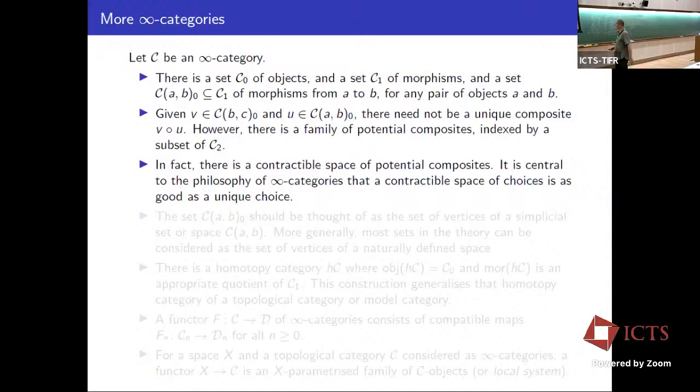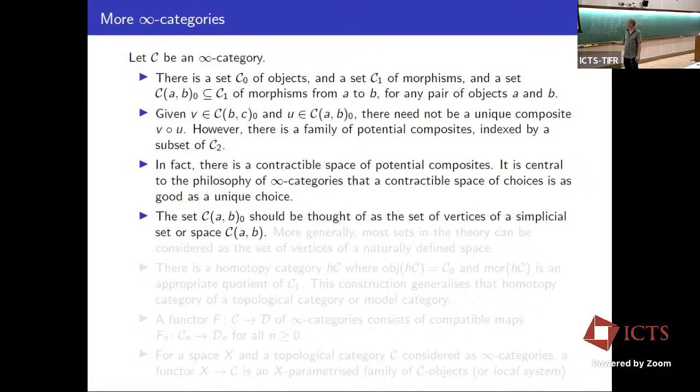In a bunch of places where you would normally expect to find a set, the theory of infinity categories provides you with a space. And in a bunch of places where in ordinary category theory there's a unique element with some property, in infinity category theory there'll probably be a contractible space of things with that property. But it's central to the philosophy that having a contractible set of choices is basically as good as having a unique choice.